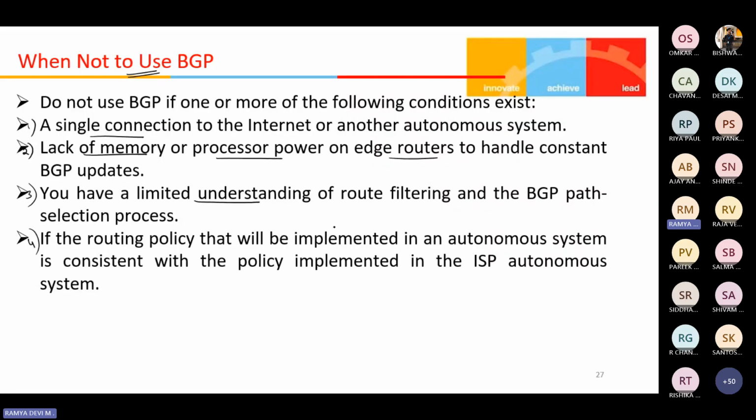So when do you have to avoid using BGP? The first one, if there is a single connection either to the internet or autonomous systems, you're not supposed to use BGP. When your edge routers are running out of memory or processing power, or multiple updates cannot be done, it can't store a large routing table, you have to avoid BGP. And you don't have a strong understanding of BGP, you have to avoid it, because it leads to misconfiguration and routing issues will happen. And the fourth thing, if the routing policy is identical for all the ISPs, in that case also you have to avoid BGP. Fine. Any doubts?